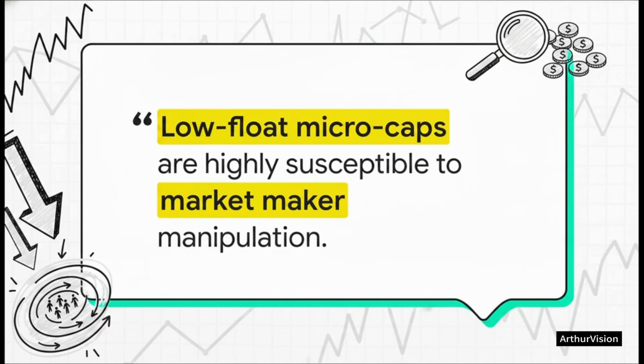Let's dive into exactly why that happens. Because you need to understand that these wild penny stock moves are absolutely not random. Not at all. Low-float microcaps are highly susceptible to market maker manipulation. The market is basically filled with these violent head fakes and high-volume traps that are intentionally designed to flush out everyday retail traders like us. In this kind of chaotic environment, your standard textbook technical indicators are just going to completely fail you.